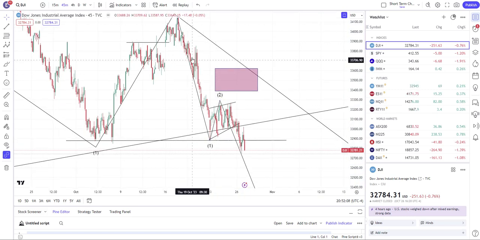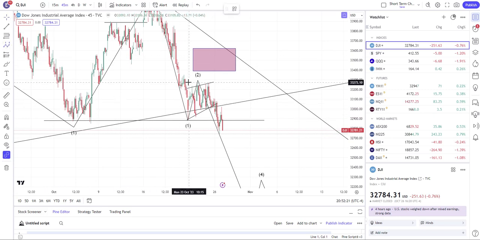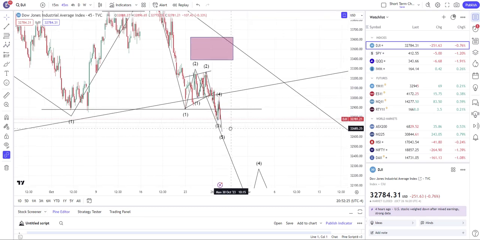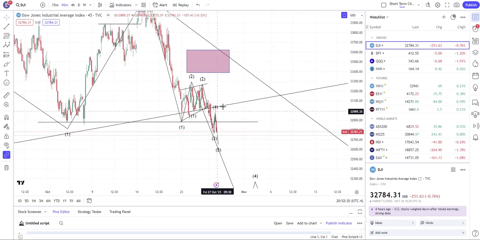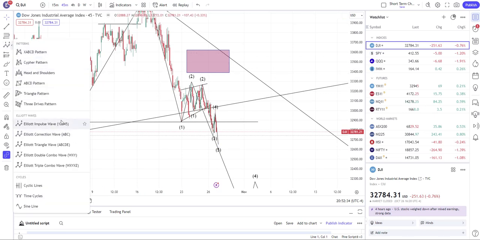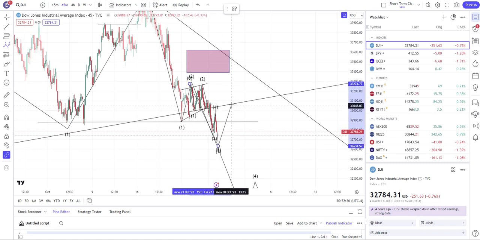Again, I look at it as a 1, 2, 3, 4, 5, and an ABC, and a 1, 2, 1, 2, 3, 4, 5. So this could be a 1, 2, 3, 4. Probably the same, to sync it up with the other indices, something like this. And then we come back up, and then we get a backtest and a massive rejection.